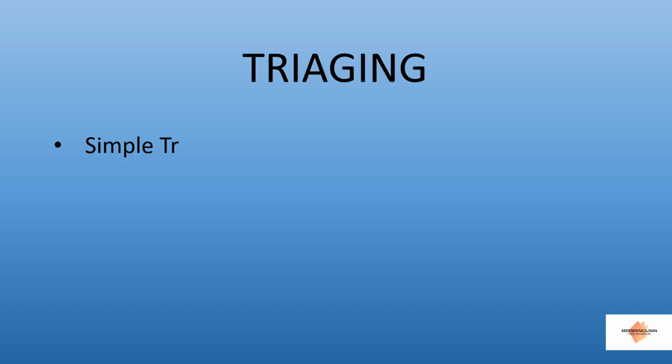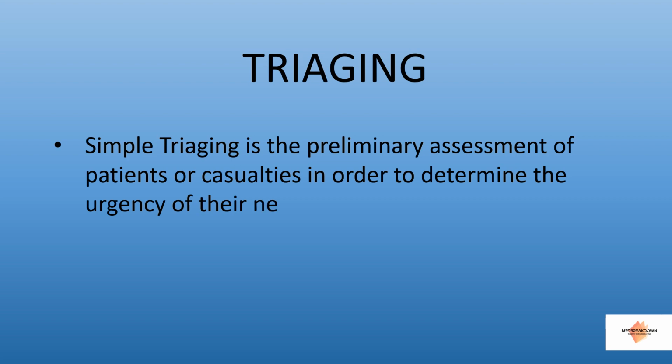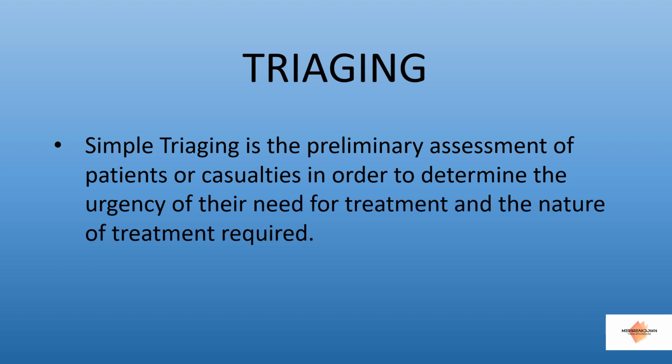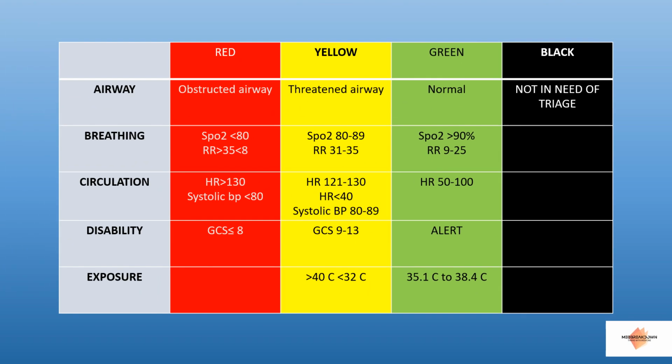Triaging. Simple triaging is the preliminary assessment of patients or casualties in order to determine the urgency of their need for treatment and the nature of treatment required. Then the patients were assigned colored tags based on ABCDE. A is for airway, B for breathing, C for circulation, D for disability and E for exposure.